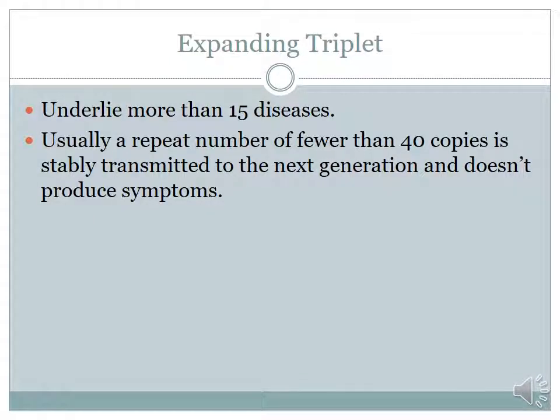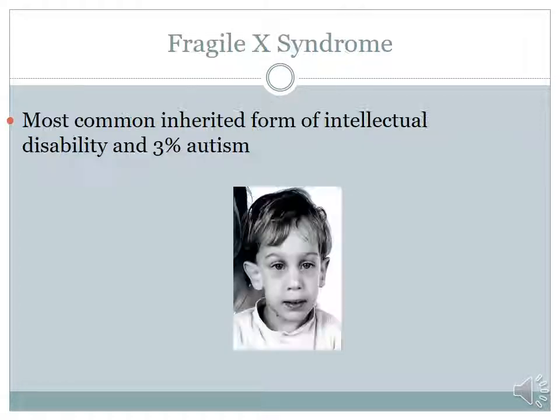Expanding triplets underlie more than 15 diseases, and usually a repeat number of fewer than 40 copies is stably transmitted to the next generation, and it doesn't produce symptoms. Let's now look at a triplet repeat disease, which is Fragile X syndrome. It is the most common inherited form of intellectual disability, and it accounts for 3% of autism cases.